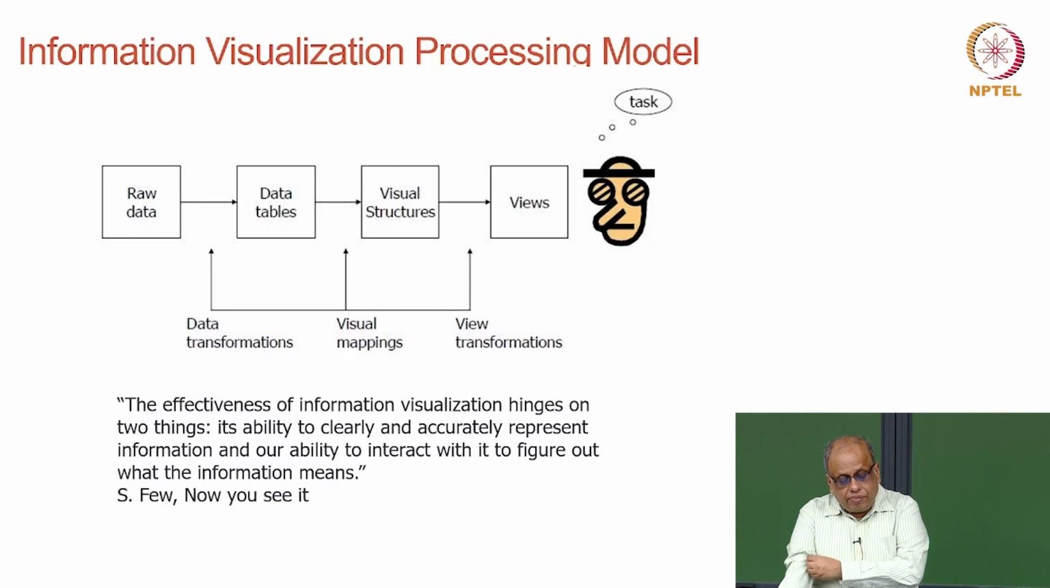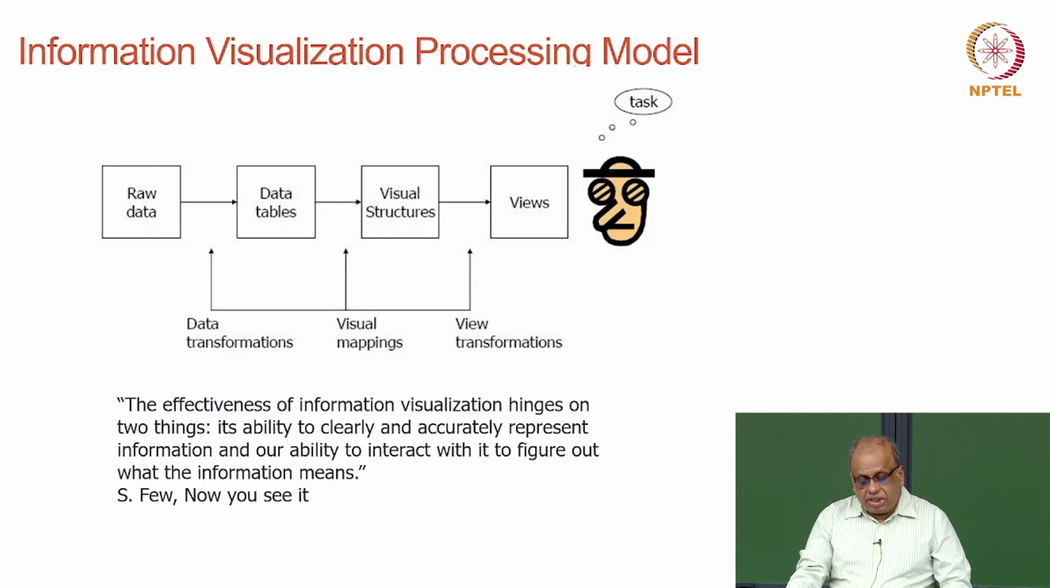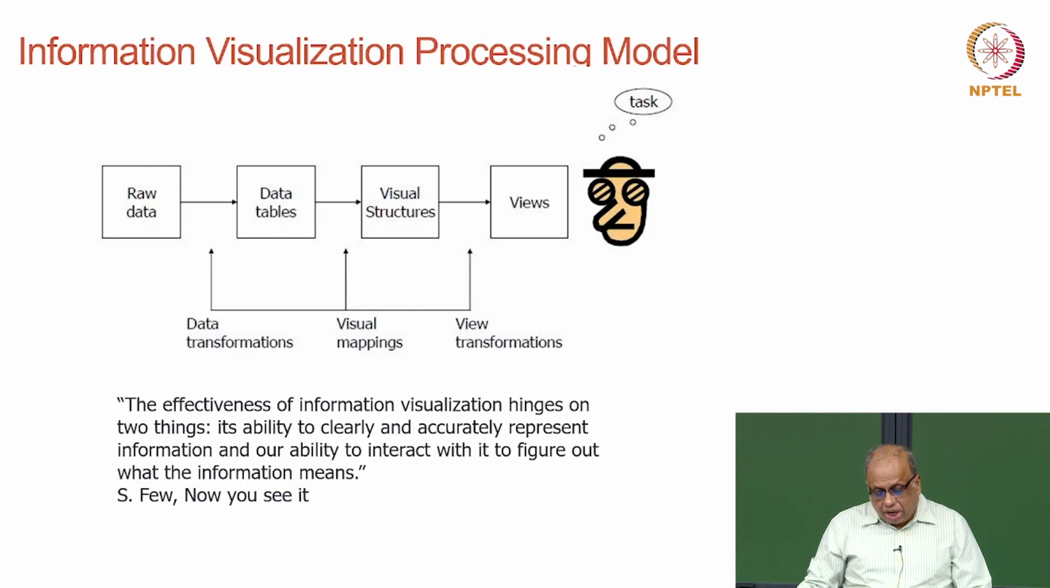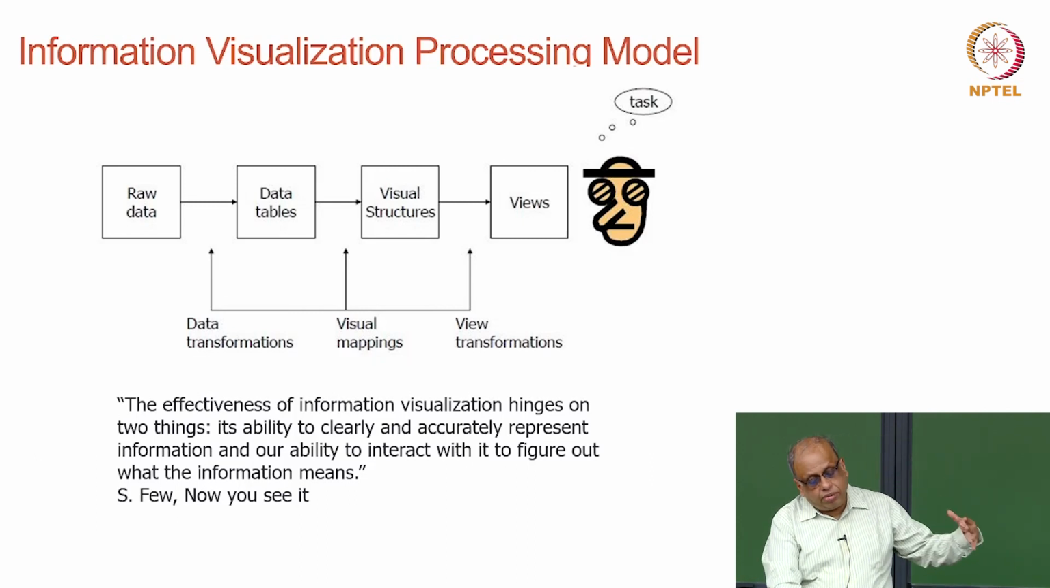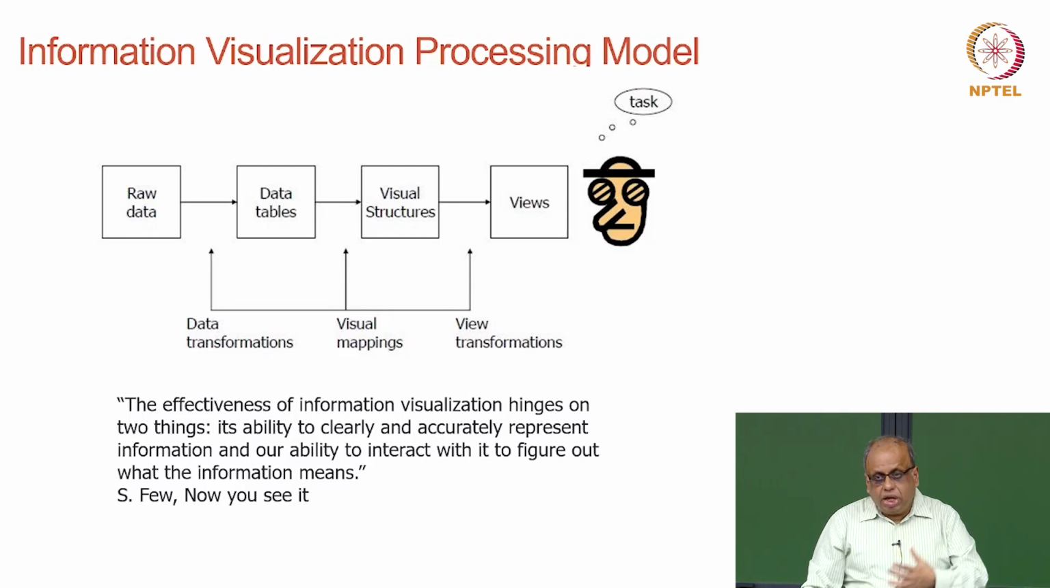So how is information visualization done? You have some raw data, which may be some graphs. From there you create some data tables. The data tables may be the nodes and link diagram. And from the data table, which is textual, you form some visual structures. That may be a node and link diagram, and then you create some views which you show to the user.